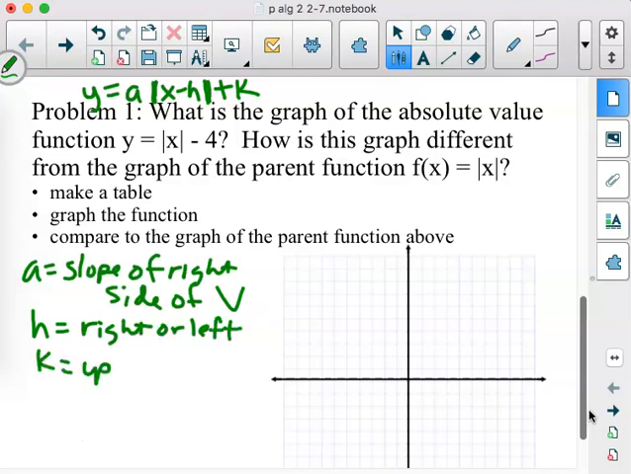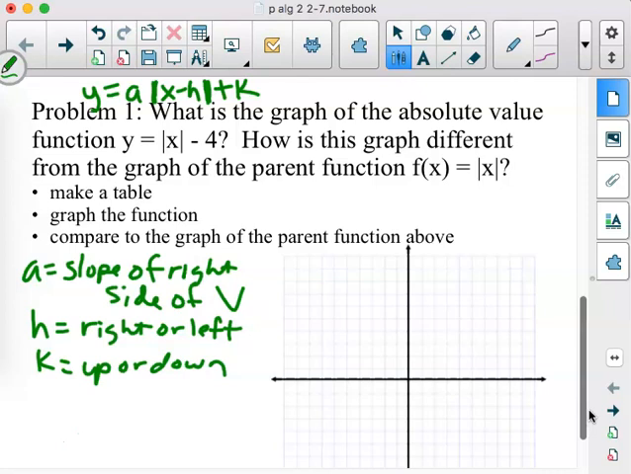K, that's the number that hangs out in the back. And that one's normal. Plus is up and minus is down. We like that one. That one makes sense. It's just everything with the X that's the opposite of what we see.